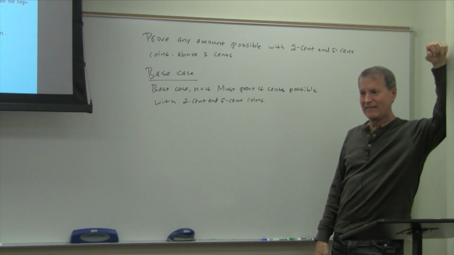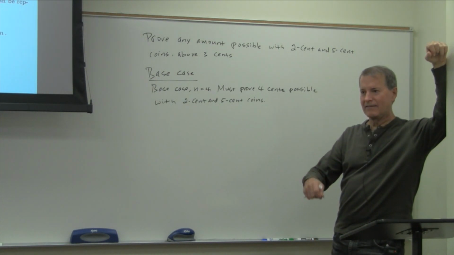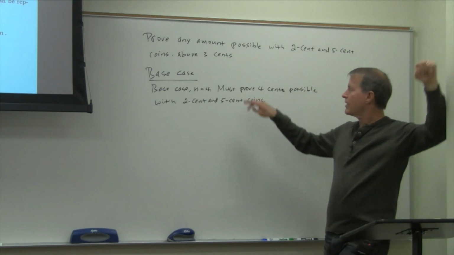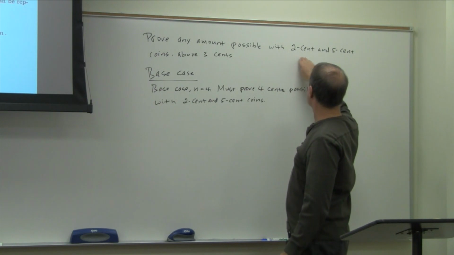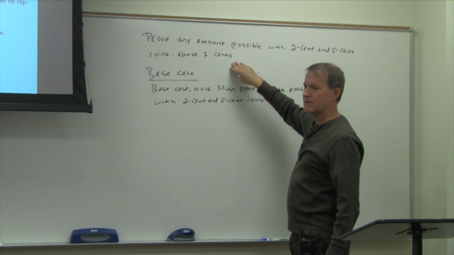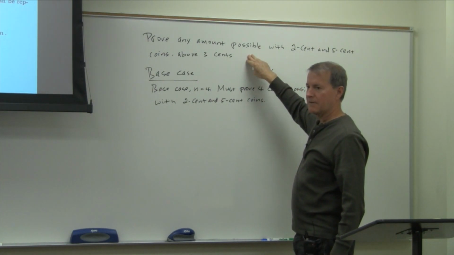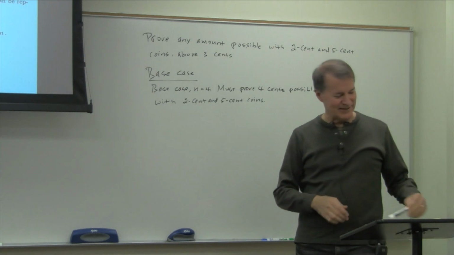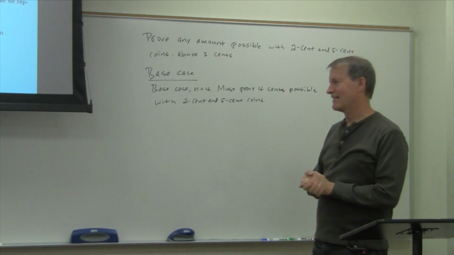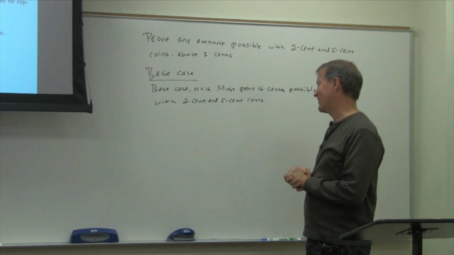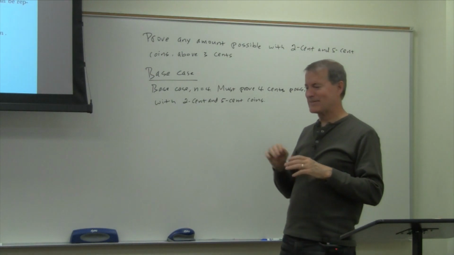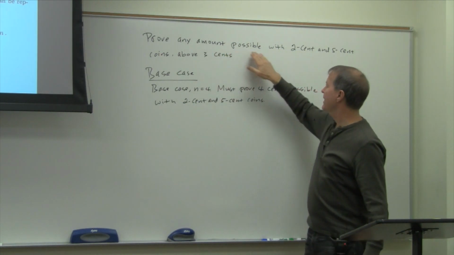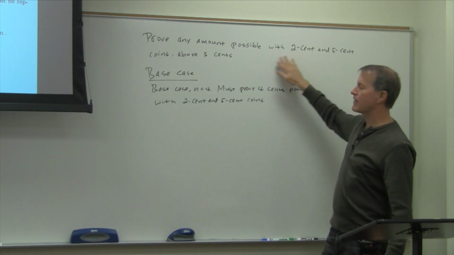2 times 2n. Well, because you have to do the 2-cent and 5-cent coins. We're trying to prove that any amount is possible with 2-cent and 5-cent coins. So it would be like 2n plus 5n equals. No, you're making 2k plus 5k equals n. No, it's much easier. What are we trying to prove in general? That any amount is possible with 2-cent and 5-cent coins.